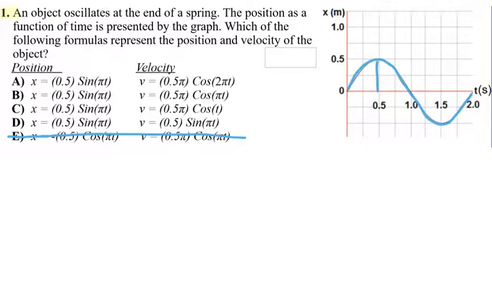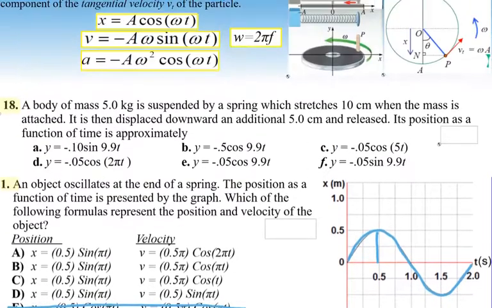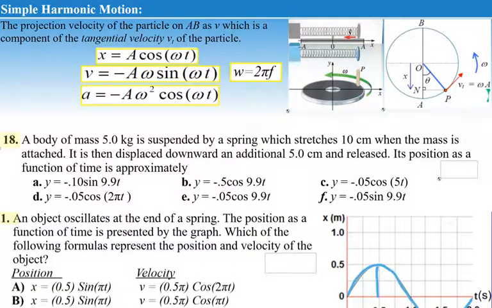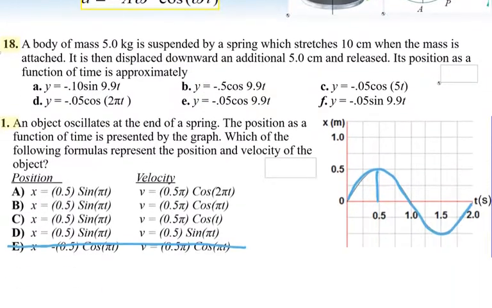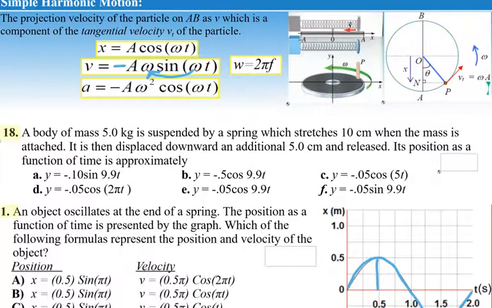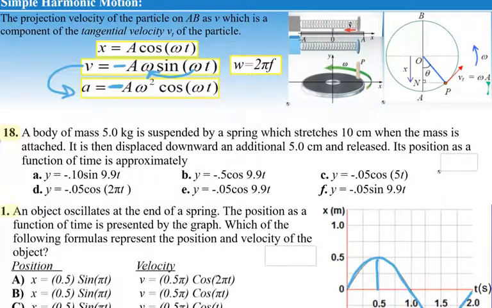And every single one of them has pi t. And if you remember from the formula above, when you take the velocity, an extra omega appears in front. The sign changes right here, but only when it goes from cosine to sine. When it goes from sine to cosine, the sign doesn't change. So you see, when I went from sine to cosine, the sign stayed the same. If it was negative, it is negative. But if it goes from cosine to sine, then you do change the sign. It's a derivative rule.